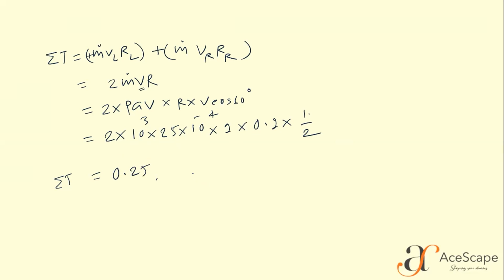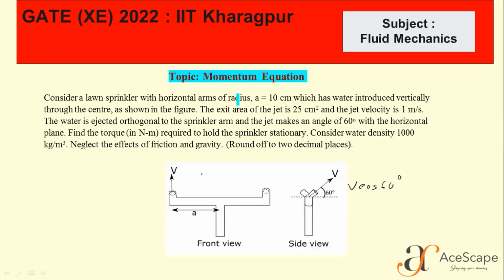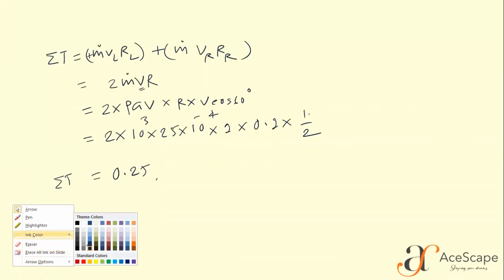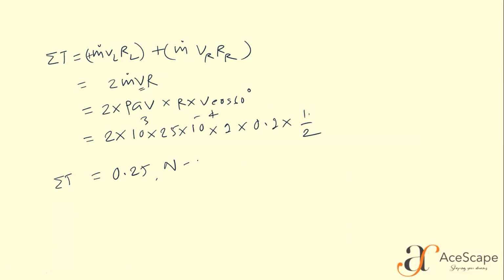You guys are getting this answer? Please calculate once and tell me, is this the answer you are getting? Okay, this is the answer. To 2 decimal places, 0.25 is the answer. Should write the unit, that is meter.